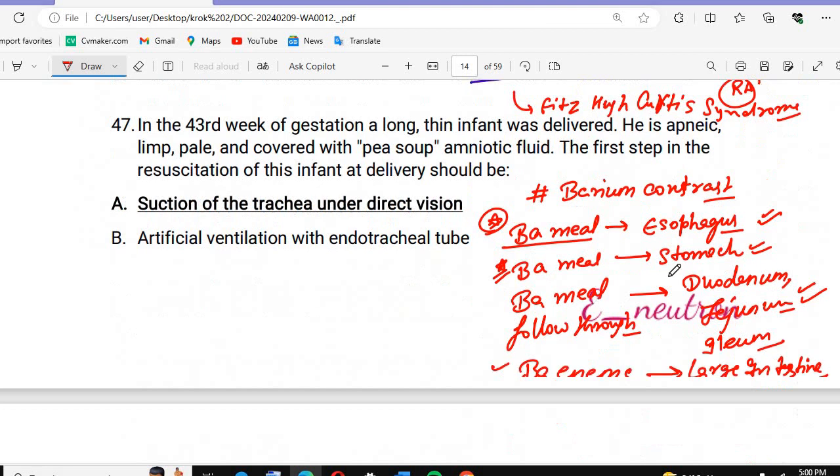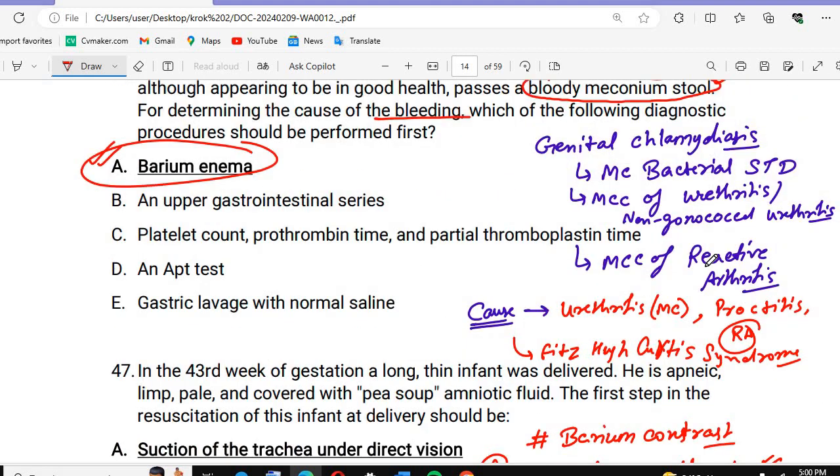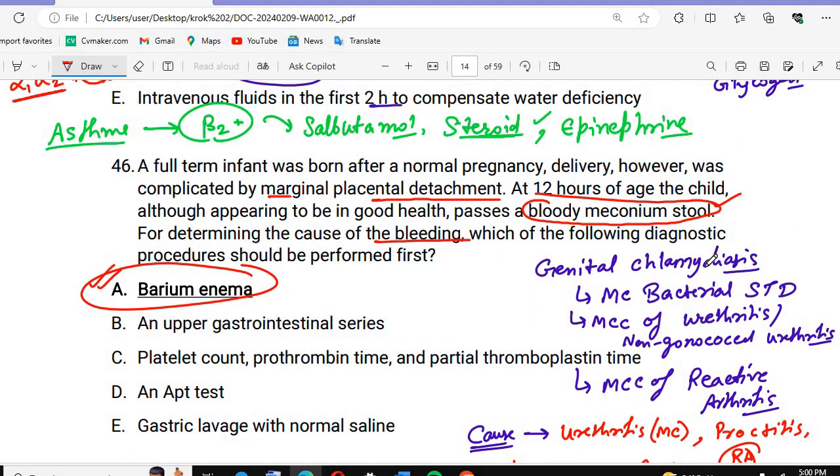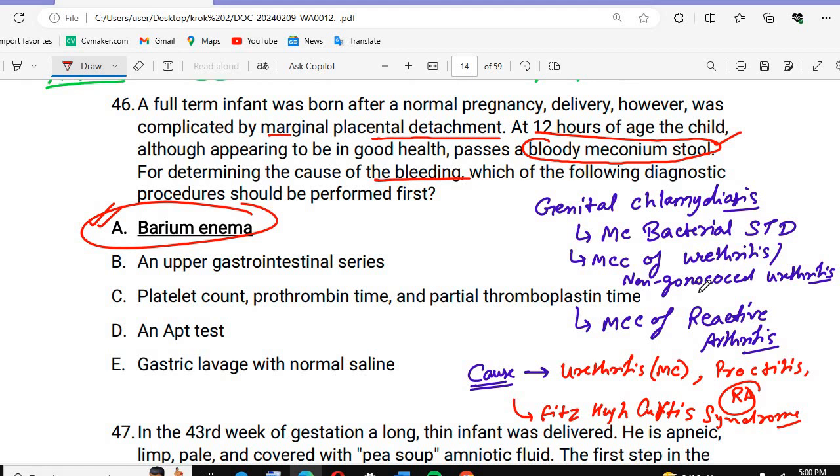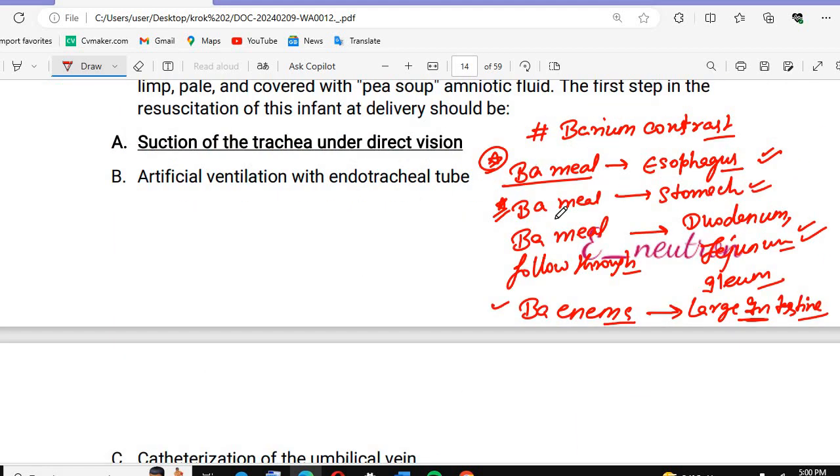If there is any problem in the stomach or the esophagus, there are more chances of hematemesis, blood in vomiting, rather than blood in the stools. So in case of a patient having esophagus injury or stomach injury, we can get hematemesis, the blood in vomiting.